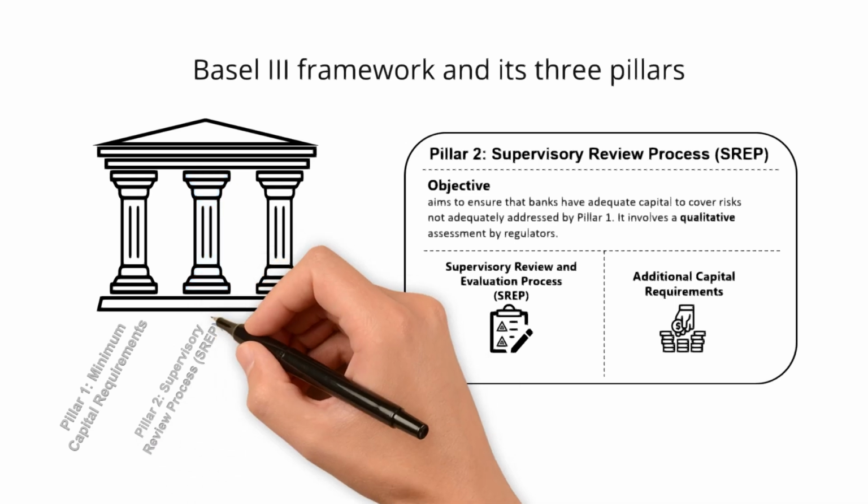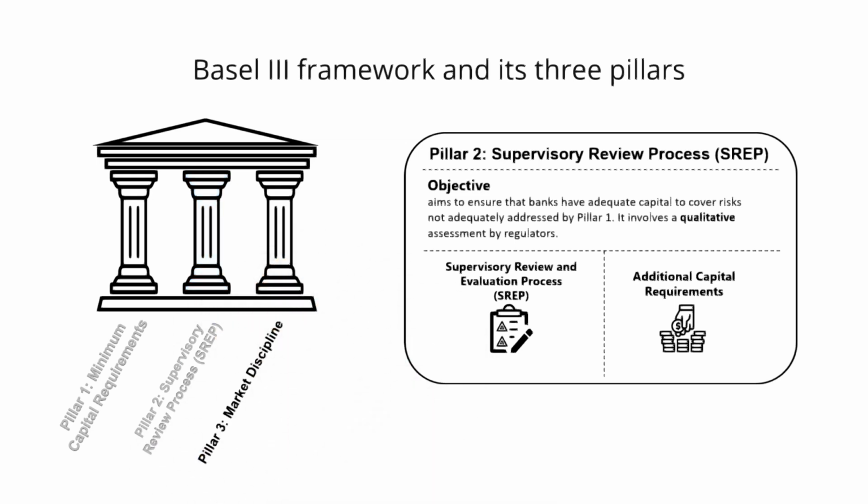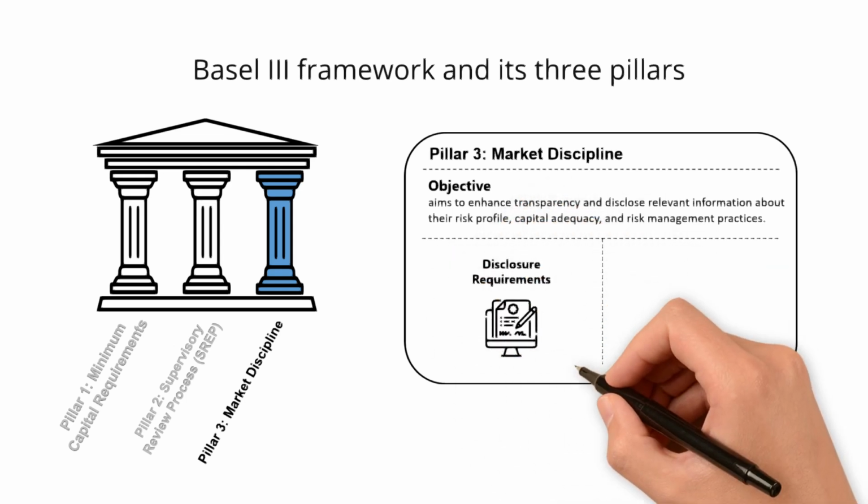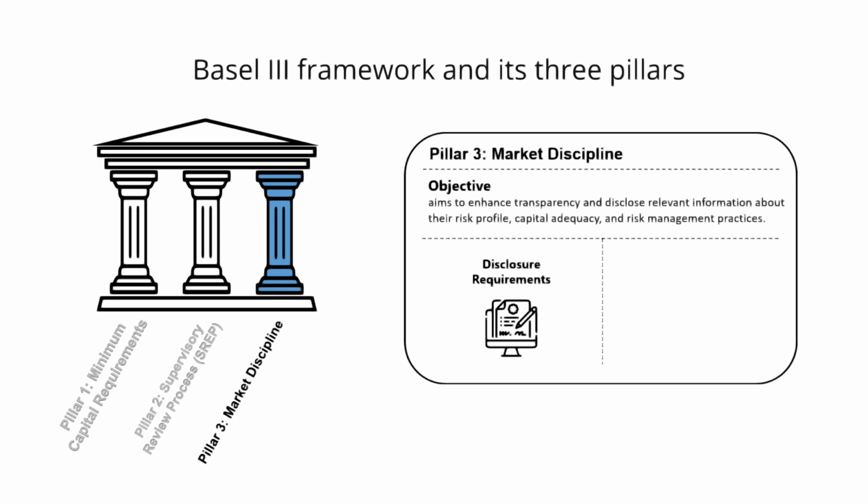Alright then, this brings us to Pillar 3, market discipline. What is the objective here? Pillar 3 aims to promote market discipline by requiring banks to enhance transparency and disclose relevant information about their risk profile, capital adequacy, and risk management practices. Market discipline is reflected by the disclosure requirements. Banks are required to disclose information on their risk exposure, risk management processes, capital adequacy, and other key aspects. This information allows market participants, investors, and other stakeholders to make informed decisions.